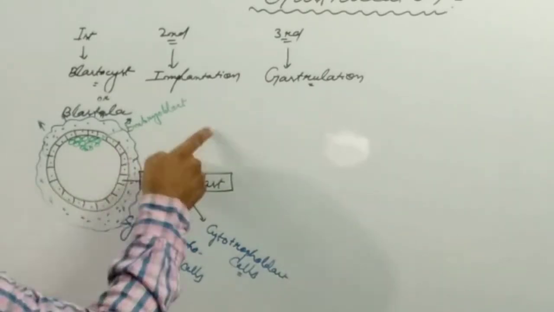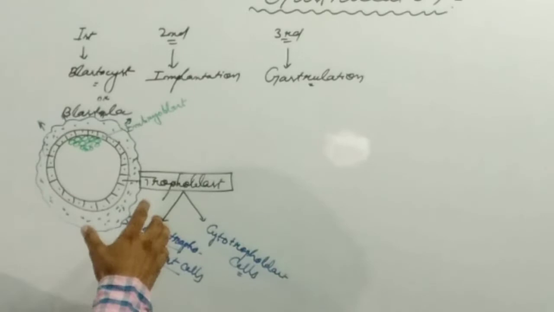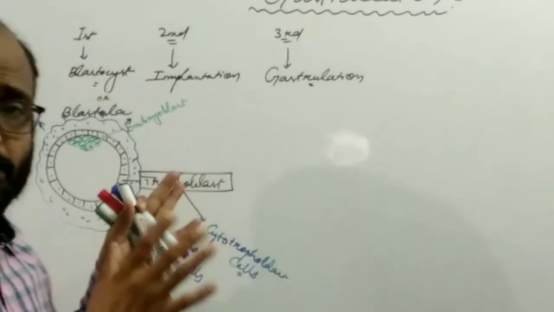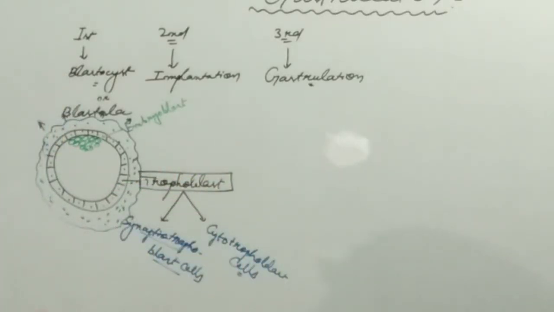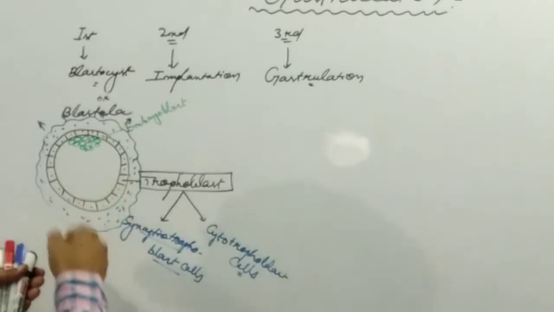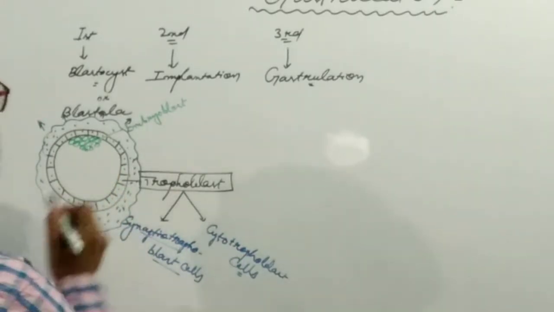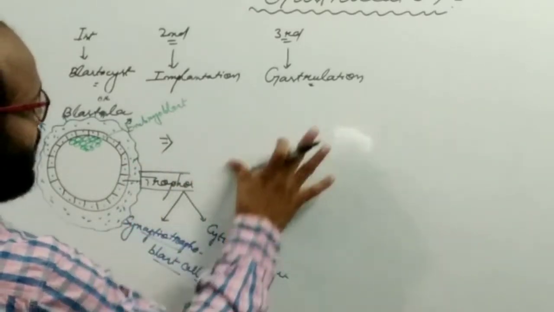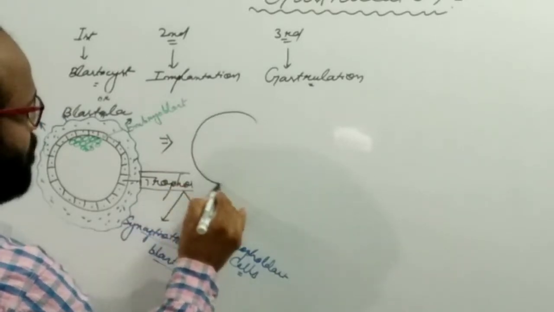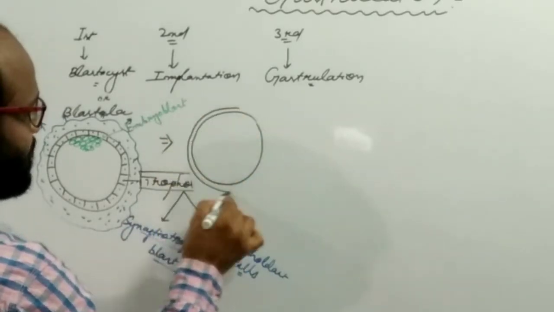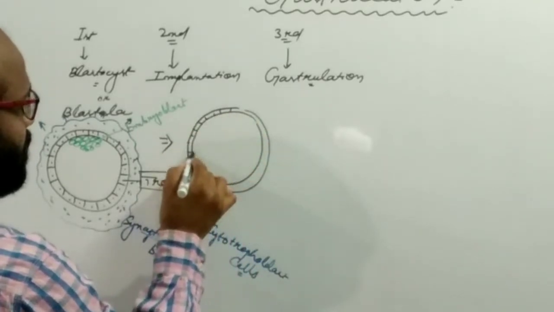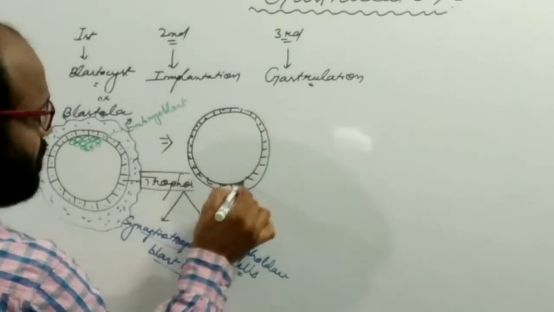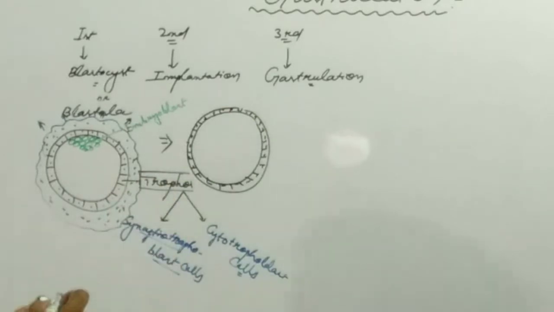Now come to the implantation process. By the end of the implantation process, the blastocyst completely enters the endometrial wall of the uterus and is implanted. So the blastocyst is present by the end of the second week of fertilization. Suppose that this is the implanted blastocyst, present inside the endometrial wall of the uterus.